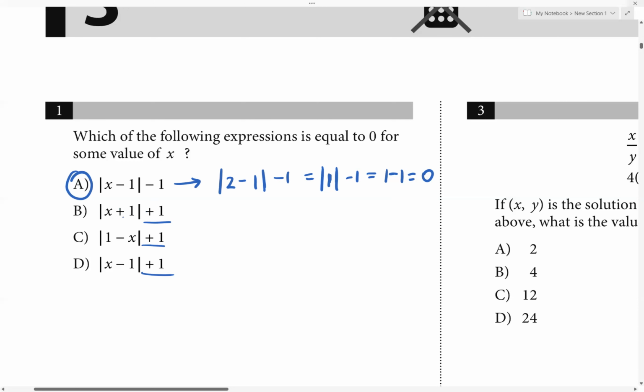Even if you had 0 in the absolute value, if you do a plus 1, it will be 1, so it won't be equal to 0. If you do a plus 1, in order to equal 0, the inside of the absolute value had to be negative 1, which is not possible. So the only one that could work had to be A for number 1. And this one, we could do by plugging in some numbers and trying the math.